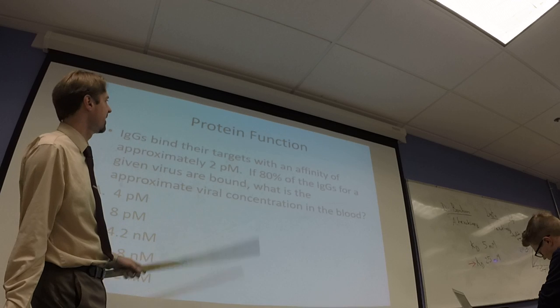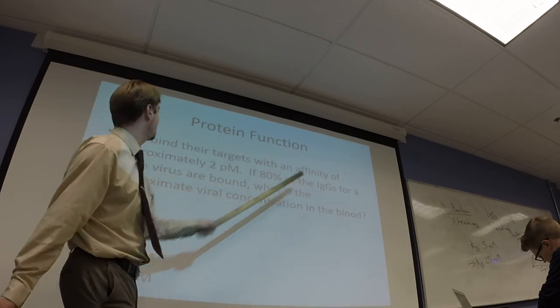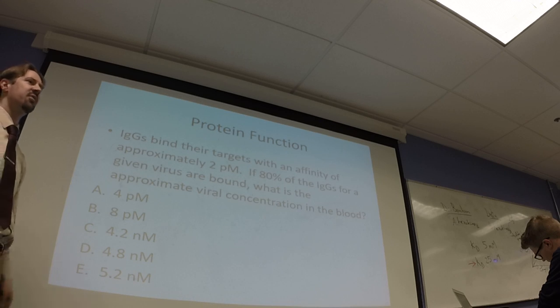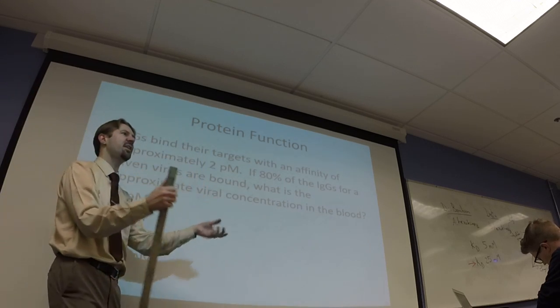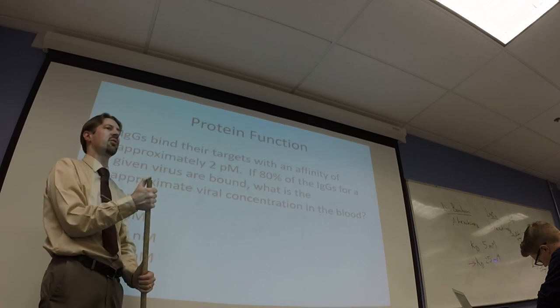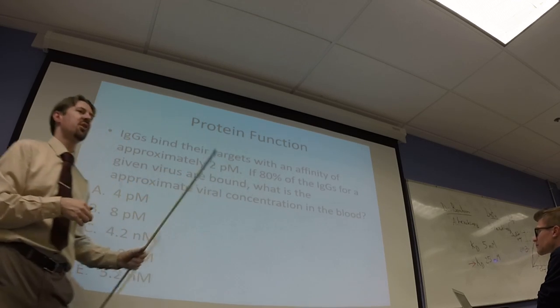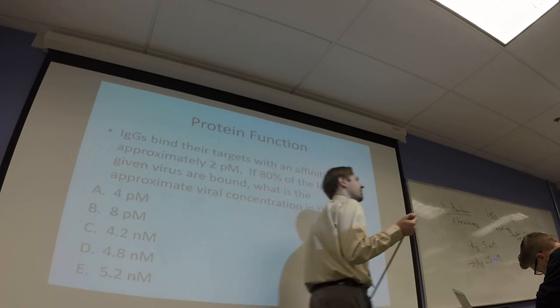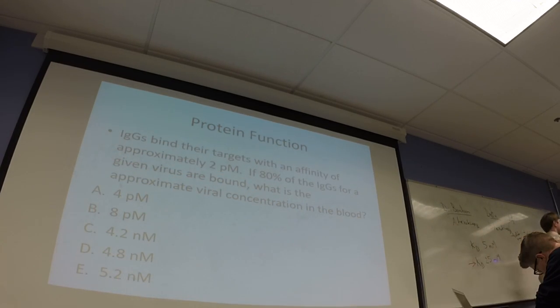Very small affinity number. If 80% of the IgGs for a given virus are bound, how many viruses are in your blood? This is a real thing. They get antibodies, you put some blood on and titer, and you see what percentage of it congeal. You get an idea of the percentage that's bound. How much virus do I have in my blood? Should I be concerned? Is this the next Ebola?